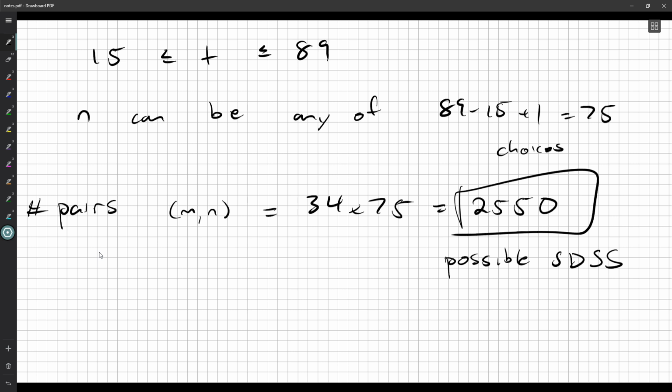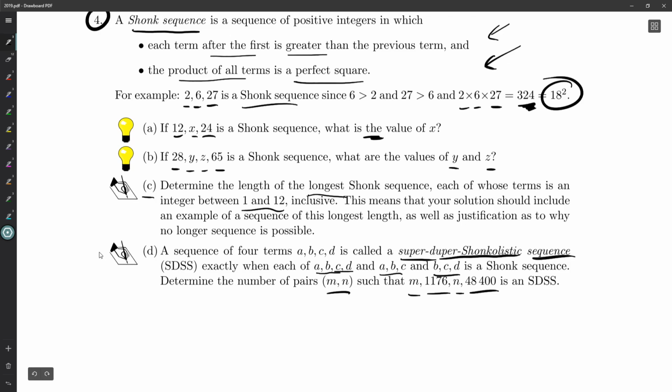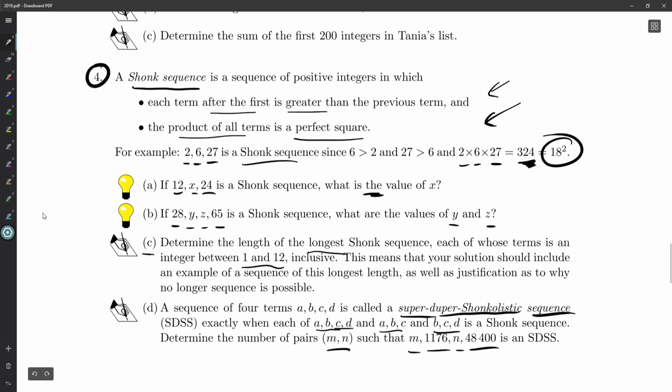And there we go. Okay, a little exploration there at the end. I like that. I really like the name super duper shunkleistic sequences. I would have loved to be in the naming room for that, but oh well, there we go. Okay, so that's question number 4, all tucked away there.